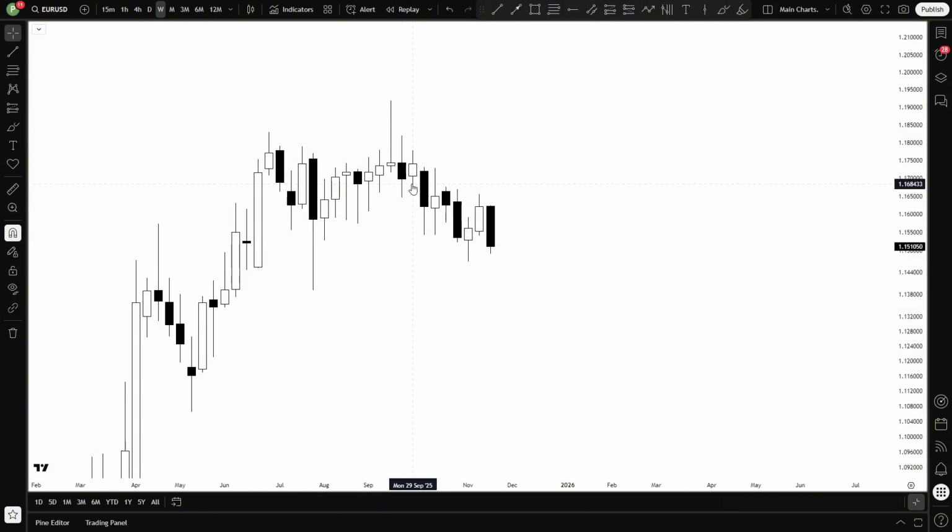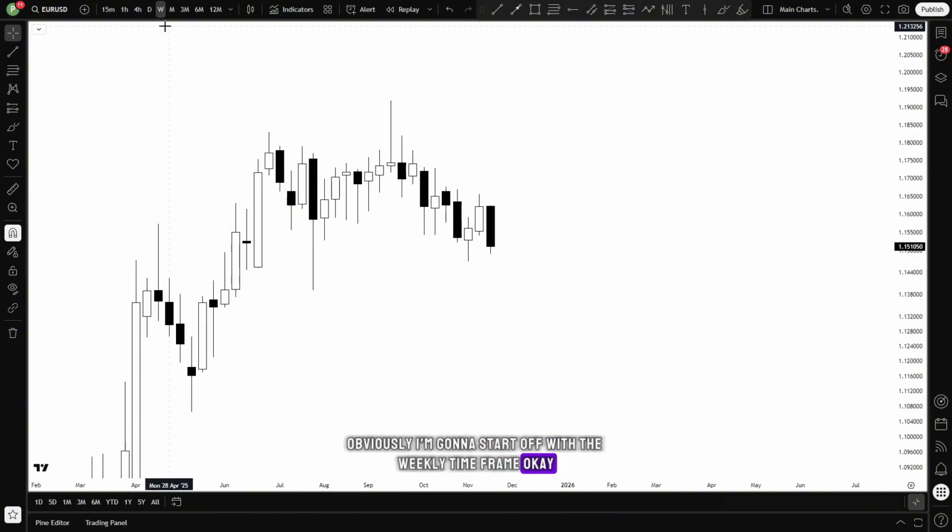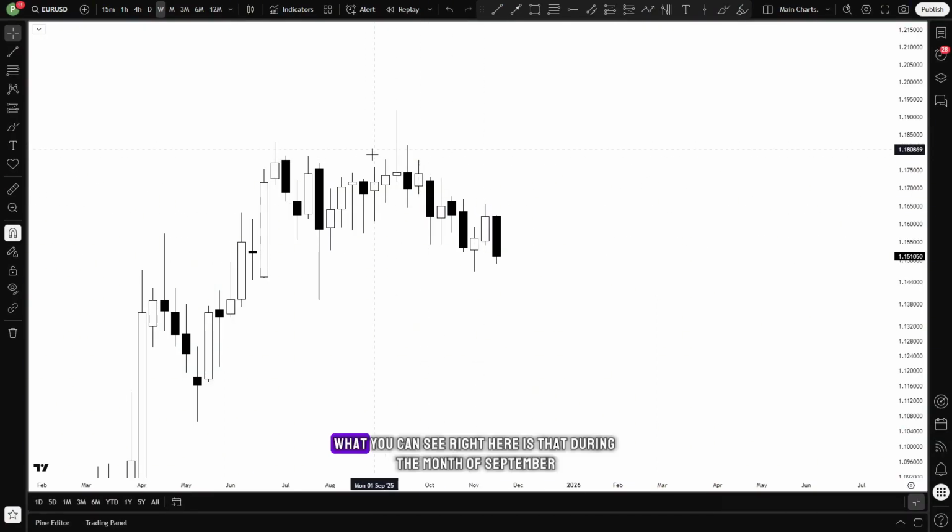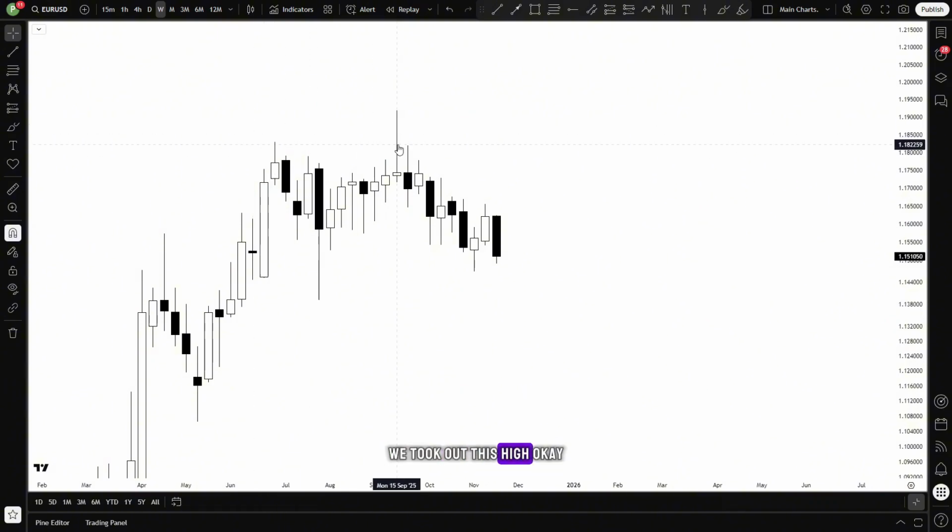First of all, obviously I'm going to start off with the weekly time frame. On the weekly time frame, first of all, I'll explain all of this price action to you from the past 2 months. And once I've done that, then I'll narrow down my focus to just this week's price action. What you can see right here is that during the month of September, we took out this high. During the month of September, we took out this external range liquidity.